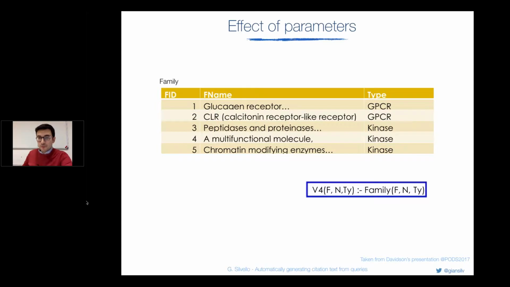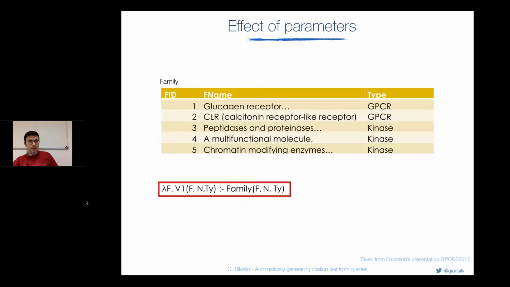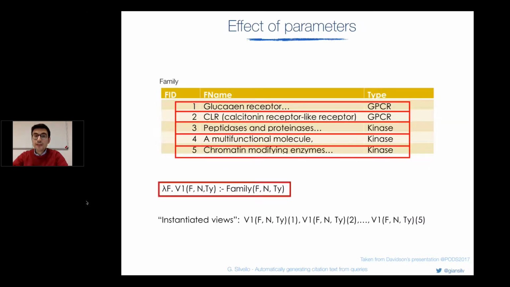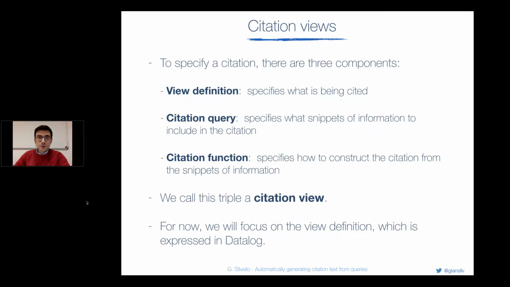Then we take another view, and this view is exactly the same as V1, but we removed lambda f, the parameter. So this view is not parameterized. So it means that this view is connected to a general citation. So here we define a citation for the whole family. So basically, we see that if the user is asking a specific family, we answer with V1. If the user is asking all the families in the database, we answer with V4.